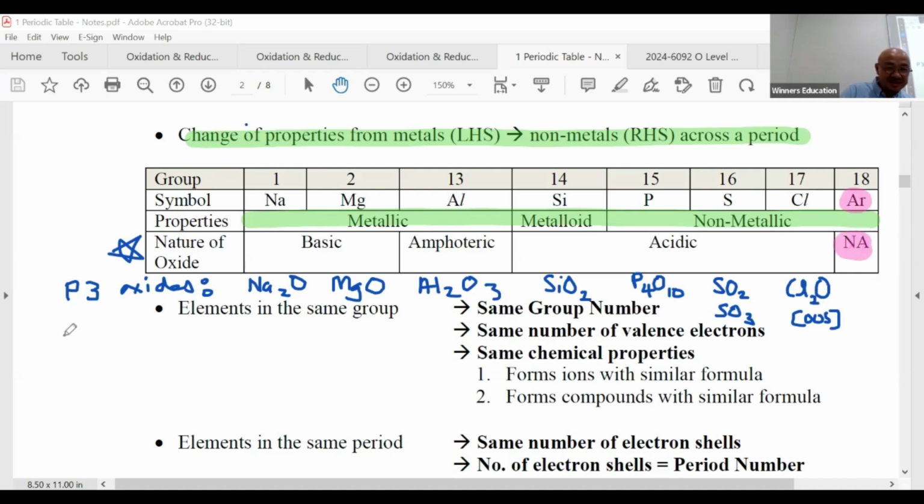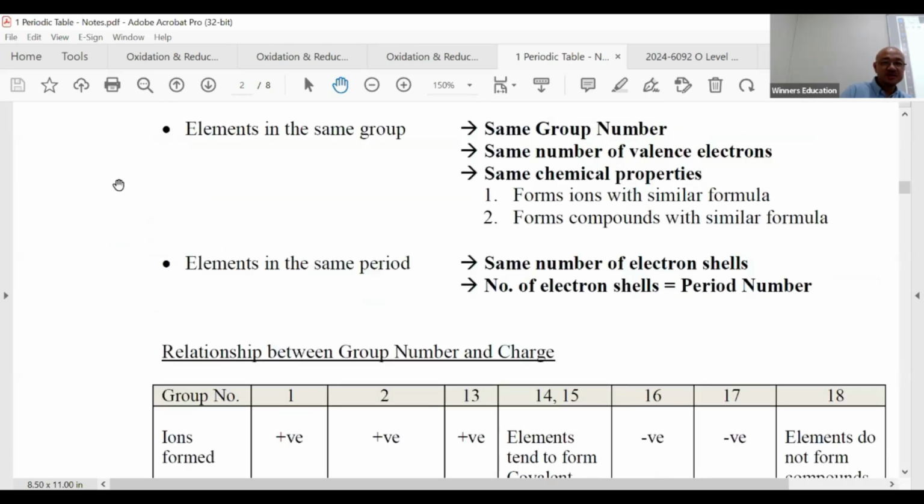Okay, so again, general trend. The nature of oxide, there is a trend over here. So what's the trend once again? From basic oxide, you move across, amphoteric, it becomes acidic. Consider done. Now, what other trends did we see?